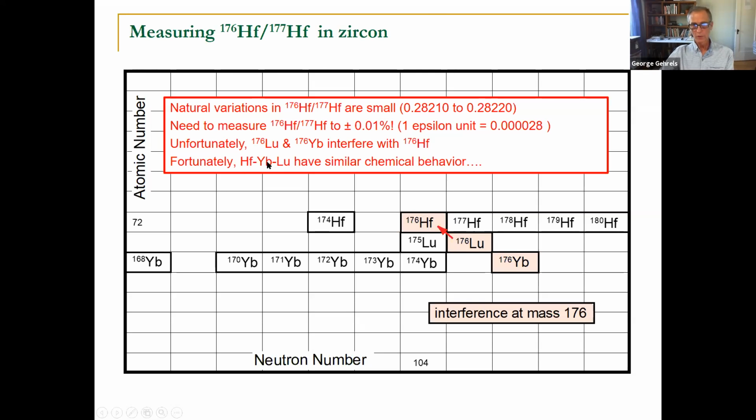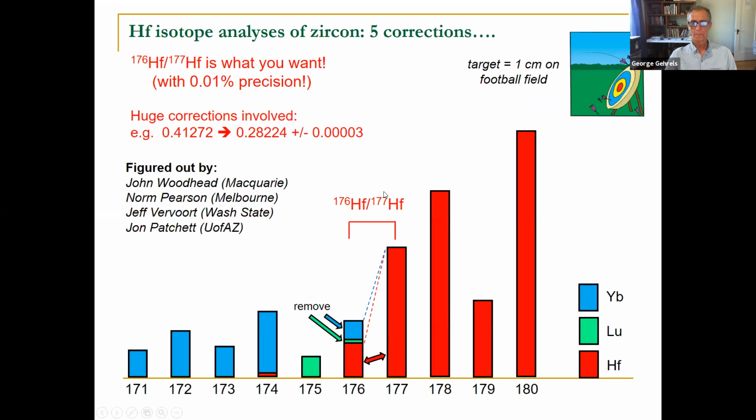Fortunately, all three of these systems have pretty similar chemical behavior as they go into the mass spectrometer. So we're not talking about a 5% fractionation like we did for uranium versus lead. This is more like a 0.1, 0.05% mass bias or fractionation behavior. So if you're ready, let me show you how we do these corrections. What we're trying to do is get hafnium-176. We have to subtract out lutetium-176 and ytterbium-176.